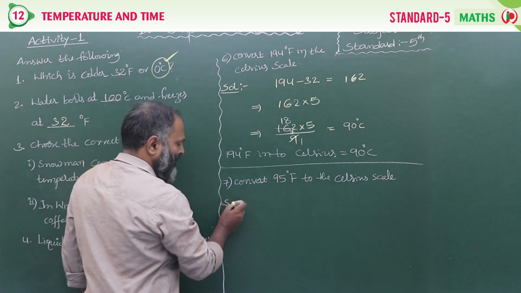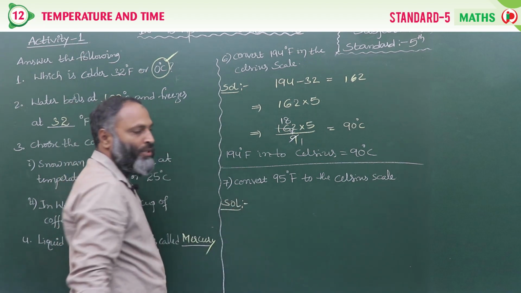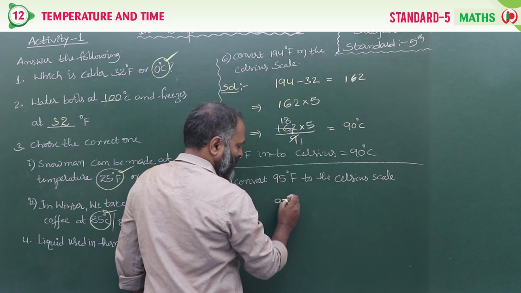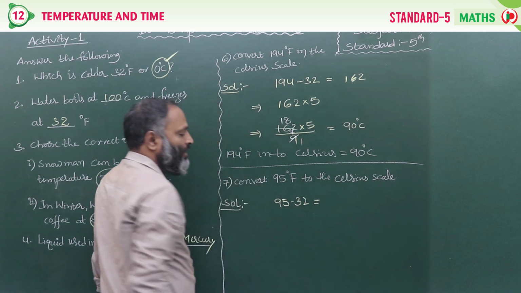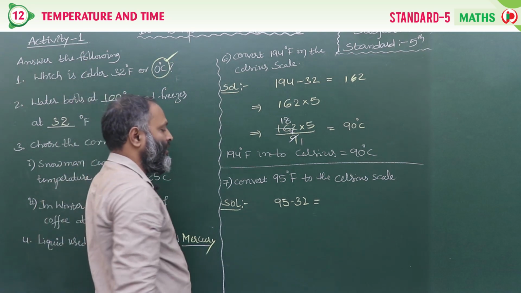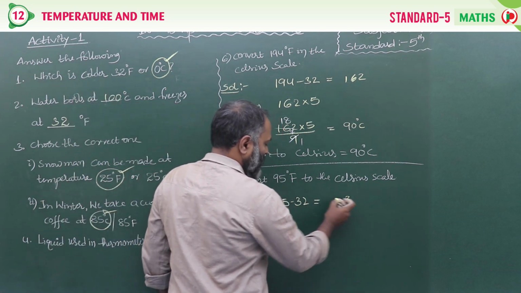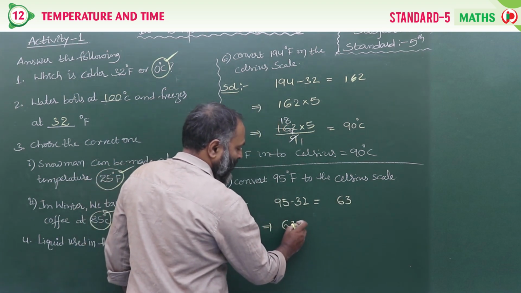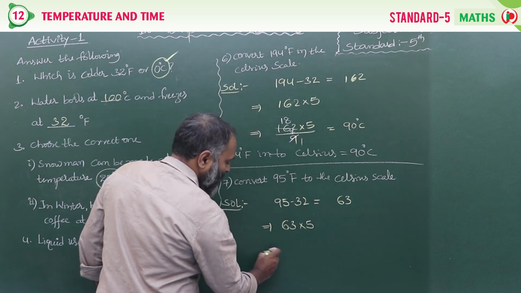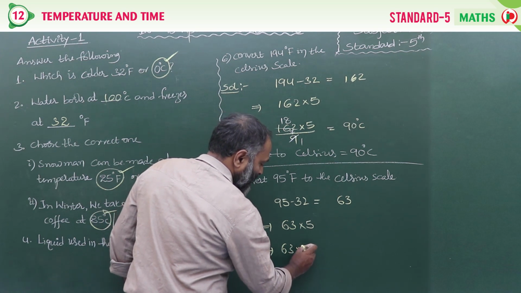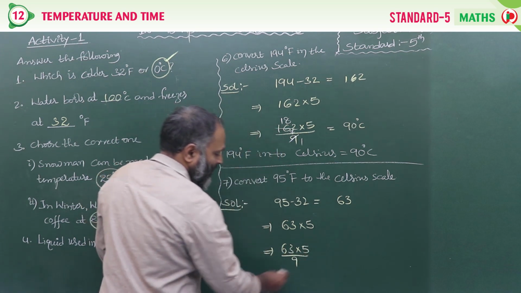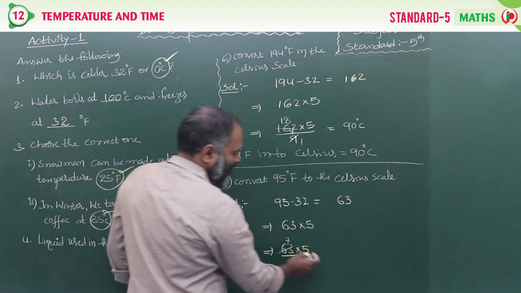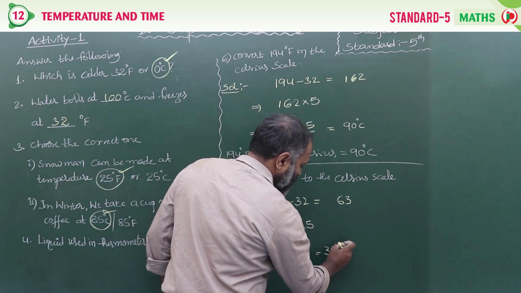Now convert 95 degrees Fahrenheit into Celsius. The same way, from the given Fahrenheit, first we subtract 32. So 95 minus 32: 5 minus 2 is 3, 9 minus 3 is 6. 63. Now this 63 is multiplied by 5, and this product is divided by 9. 63 into 5 by 9. Now cancel. 9 ones are 9, 9 sevens are 63. Now 7 5s are 35.